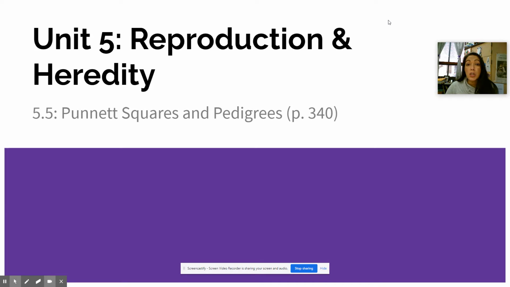The notes themselves are very short, but you will need your actual textbook because there's going to be a lot of different charts and diagrams that we fill in along the way.